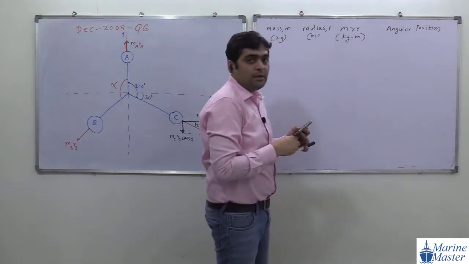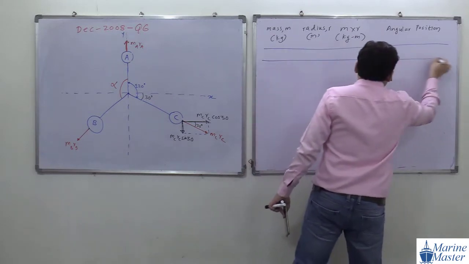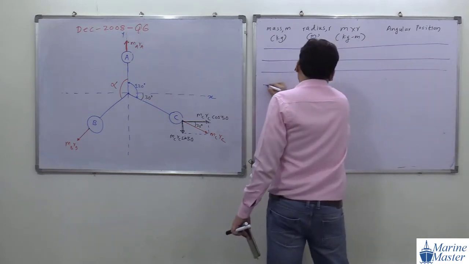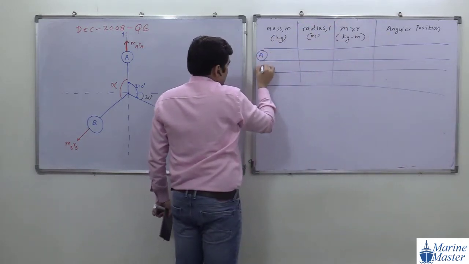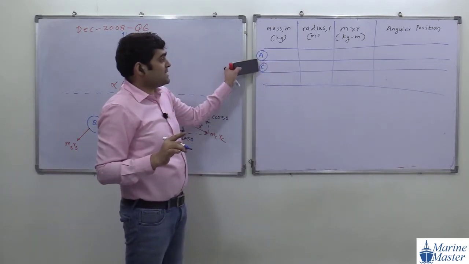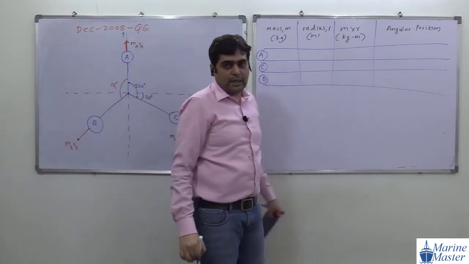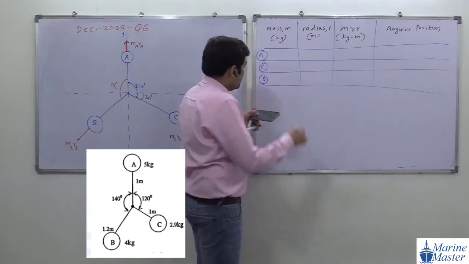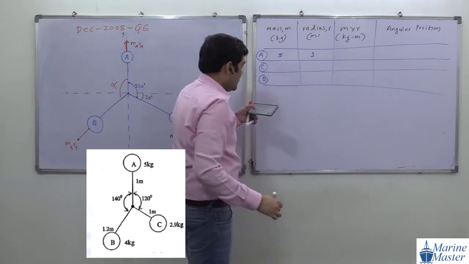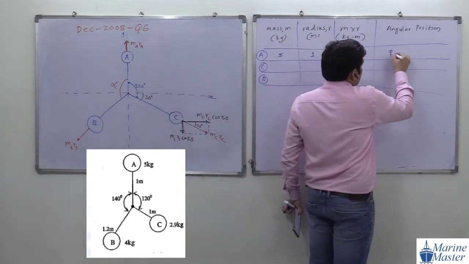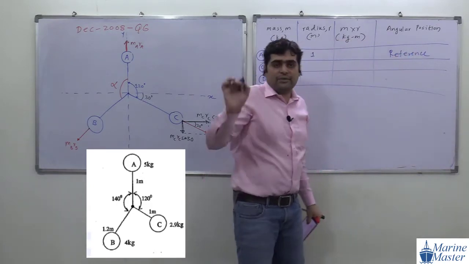So here we have 3 masses. First mass A, second mass I am going to take as C, not B, and then at the end B. What is the mass of A? They have given the mass of A as 5 kg at 1 meter radius. And we are considering A as the reference.